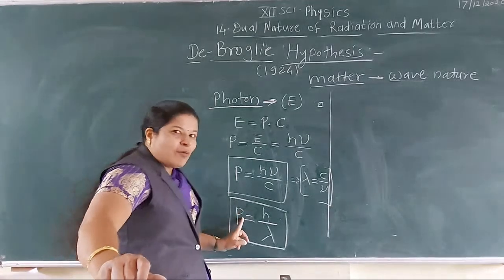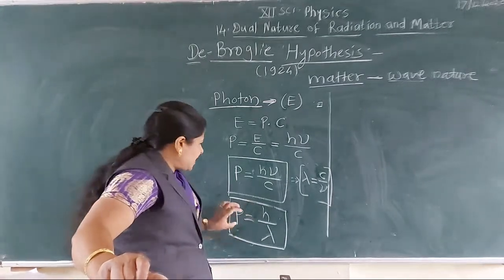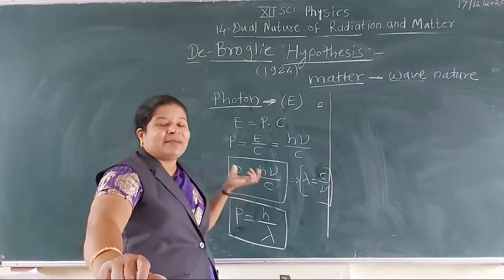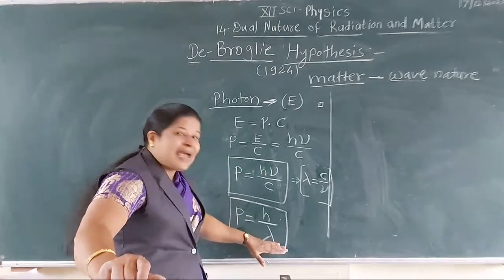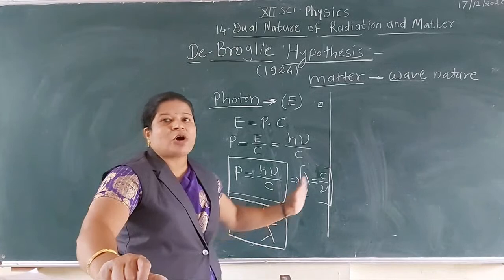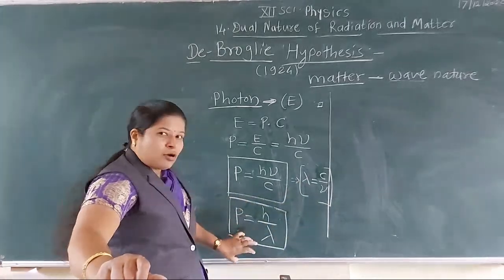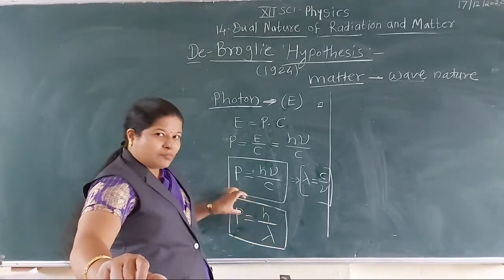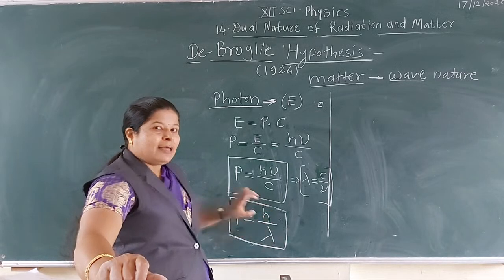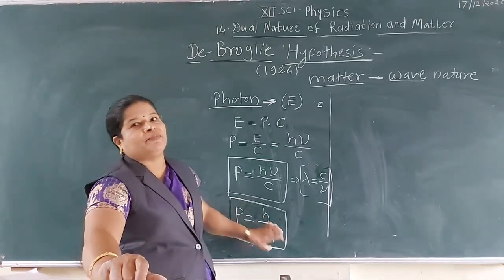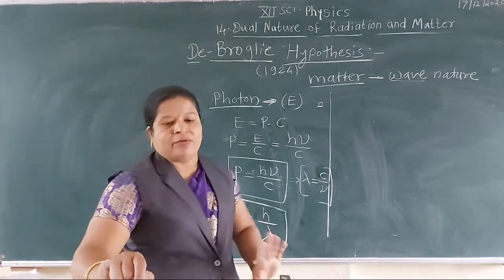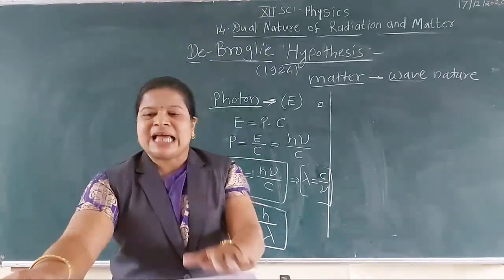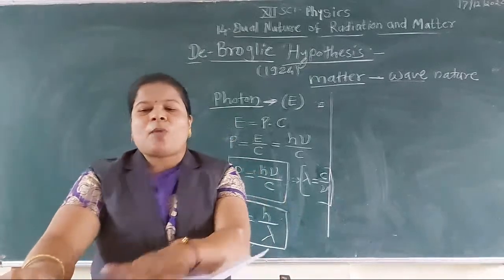Now P is the momentum. We get the mathematical equation where P is the momentum, which means it consists of a particle, that means matter. And here we get lambda, which is a property of a wave. So observe this equation carefully, students. Momentum and wavelength, particle and wave, which is analogous to a photon. So he suggested that the wave has particle properties.